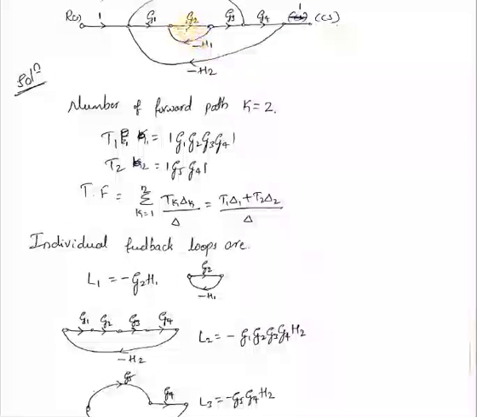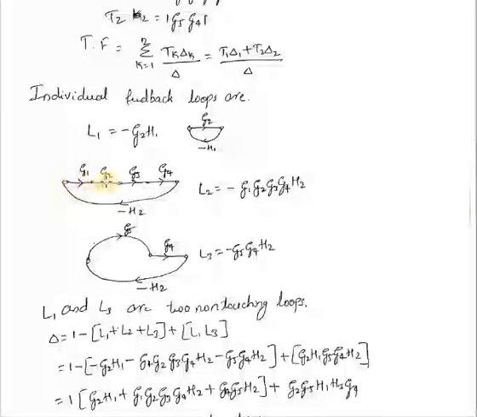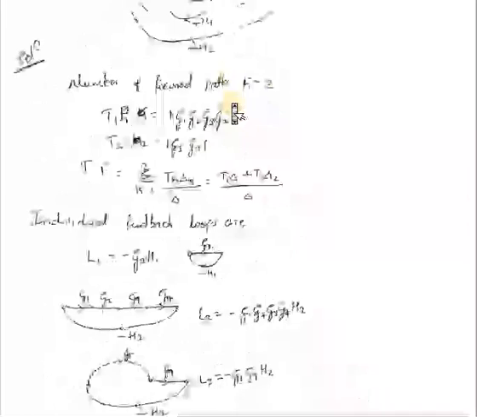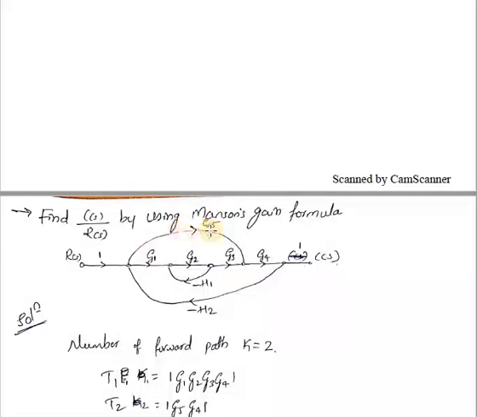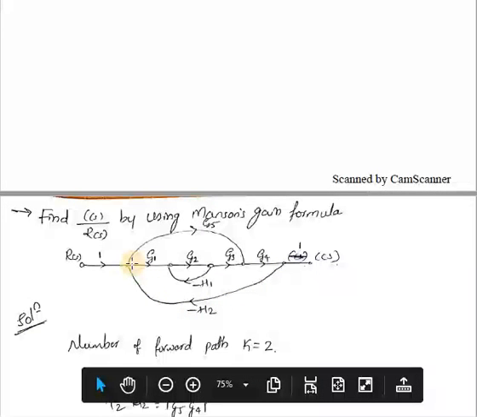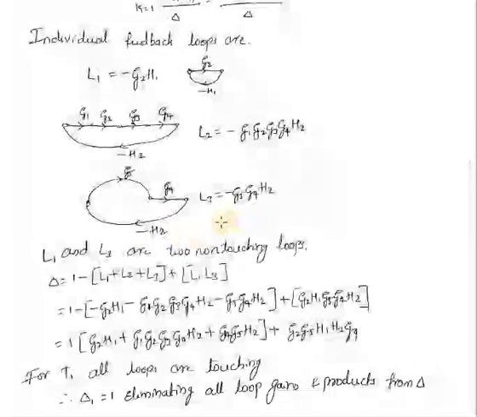So this is loop number 1, L1 is minus G2 into H1. Similarly, L2 is starting from here, G1, G2, G3, G4 and coming back to G1 by tracing this minus H2. So this is going to be my L2, and the L3 is here. If I start from here, G5 directly, G4 and minus H2, coming back to the same point, that is the origin point. So that is going to be my L3.